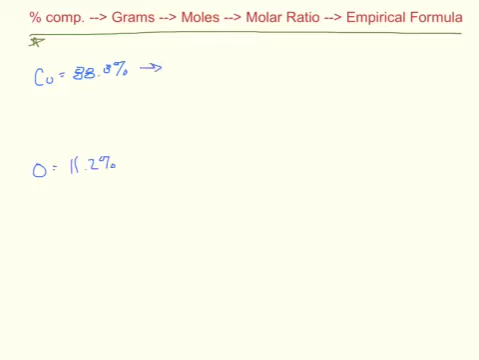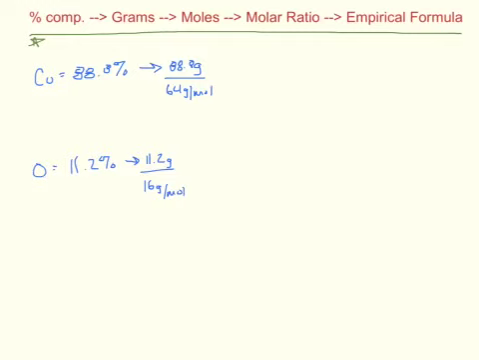Okay, all we have to do to get grams is drop the percent and add the grams, so we have 88.8 grams of copper and 11.2 grams of oxygen, excuse me. Now we're going to divide each of these by their molar mass. So copper is 64 grams per mole. And remember, grams per mole is just how we can state molar mass. And oxygen, 16 grams per mole.